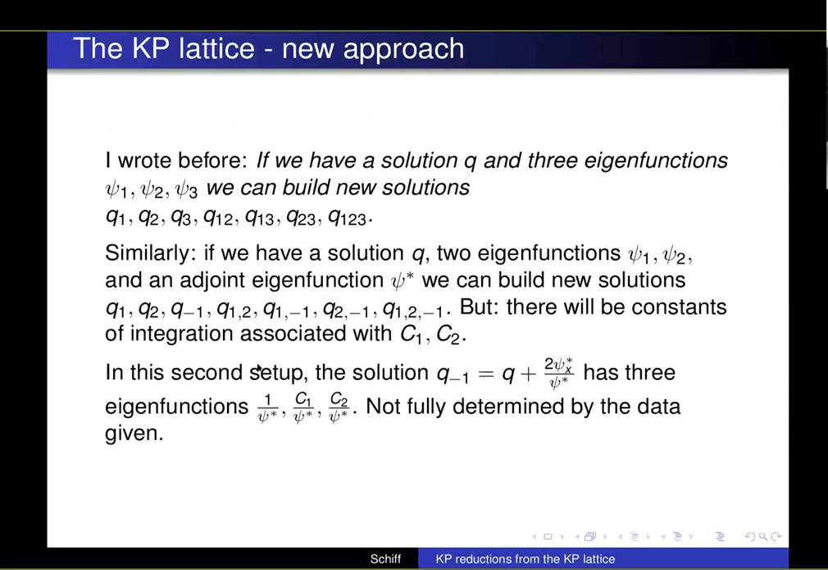Okay, so I wrote before this, that if we have a solution Q and 3 eigenfunctions, we can build 7 new solutions like this. So similarly, if we have a solution Q, 2 eigenfunctions and 1 adjoint eigenfunction, we can build new solutions like this. The -1 is doing the adjoint Bäcklund transformation associated with the adjoint eigenfunctions. We know there will be constants associated with C1, C2. So I don't want to explain the last lines on this page.